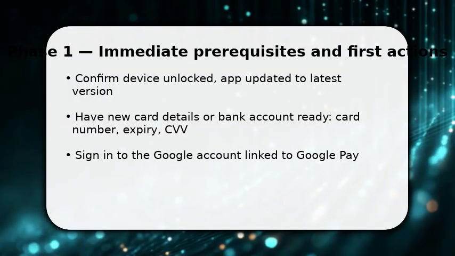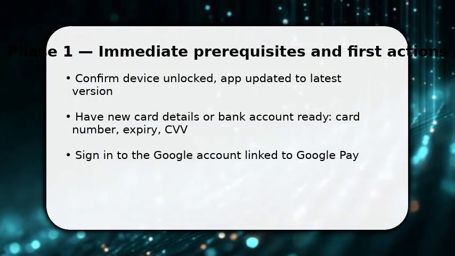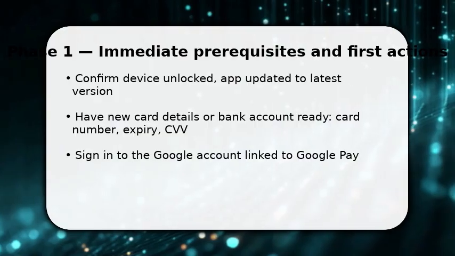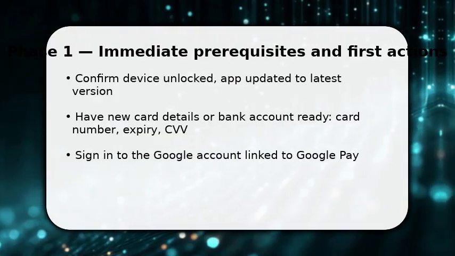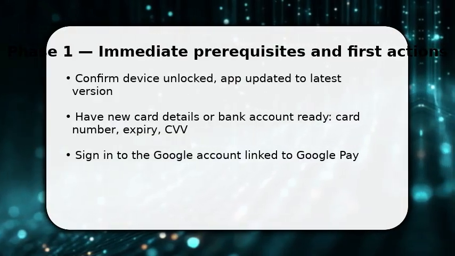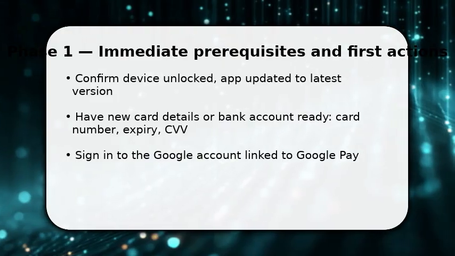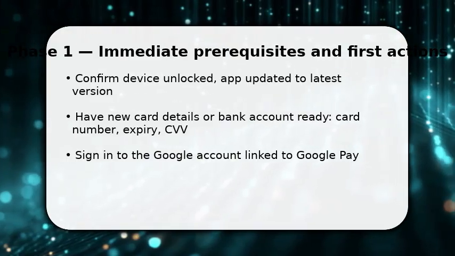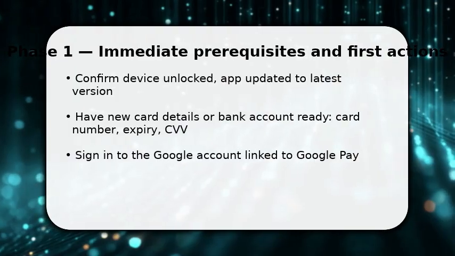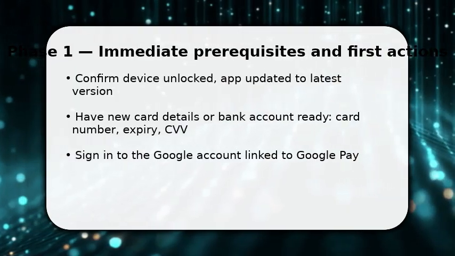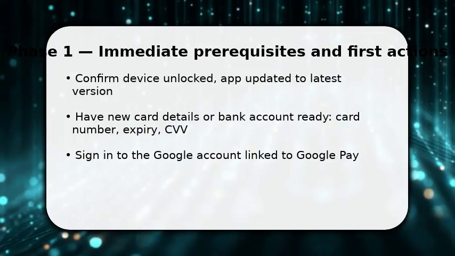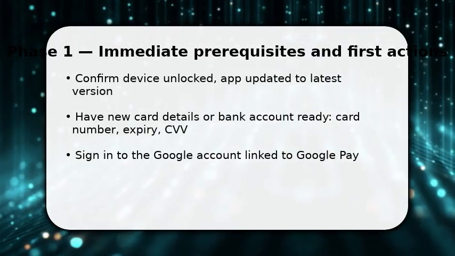You start by opening Google Pay and signing in with the account that currently holds your primary payment method. Once signed in, make sure your app is updated. Outdated apps block some settings. Tap Settings, then Payment Methods to view current accounts. You want the new card or bank information at hand because adding it immediately speeds the process and avoids errors.